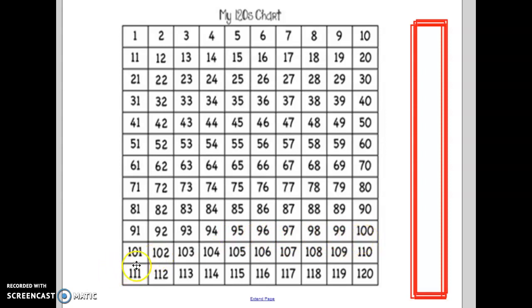Almost there. 101, 102, 103, 104, 105, 106, 107, 108, 109, 110, 111, 112, 113, 114, 115, 116, 117, 118, 119, 120.